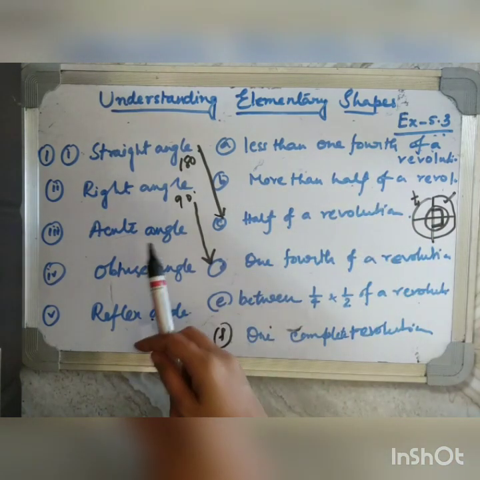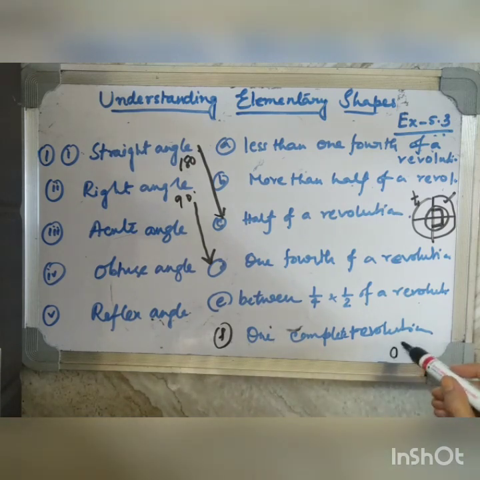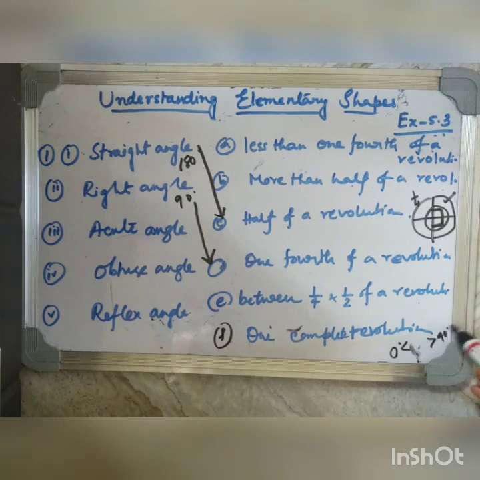Okay. Now acute angle. Acute angle is more than 0 degree and less than 90 degree. Okay, so it will remain only in this part.